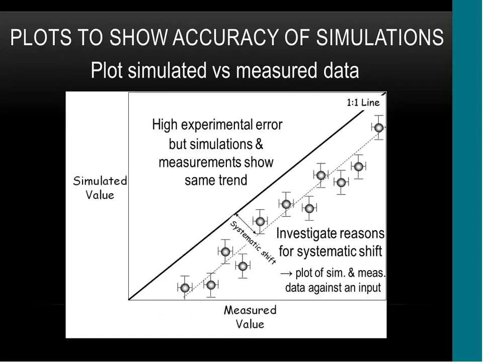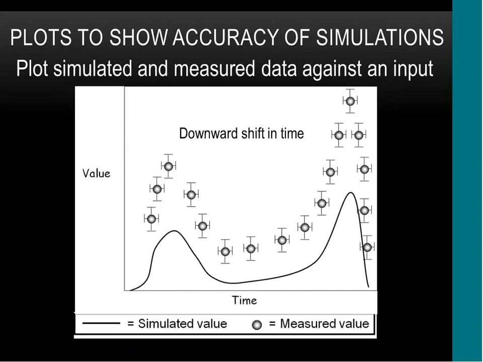Okay, so what we can then do is plot the simulated versus measured data against an input. So this is just a time series here. This is showing the measured values as the points with the errors shown. And our model here is under-predicting. So we're getting a reasonable trend. It's going up where it's meant to go up. It's going down when it's meant to go down. But we're not capturing the peaks. The amplitude of the peaks is not captured.